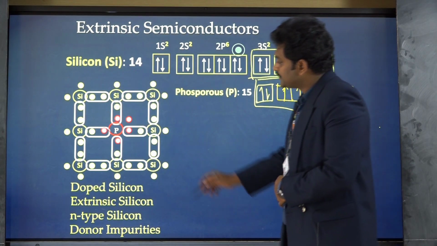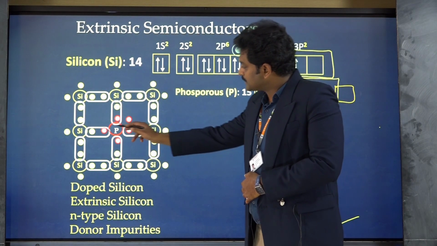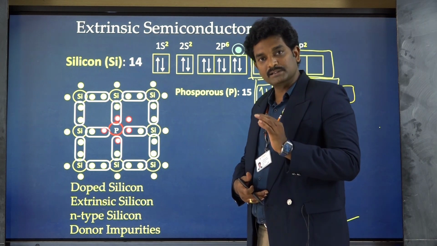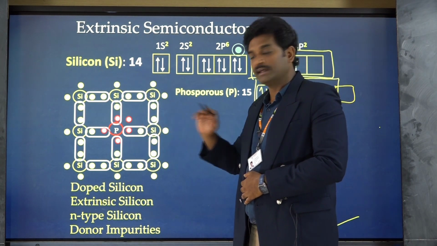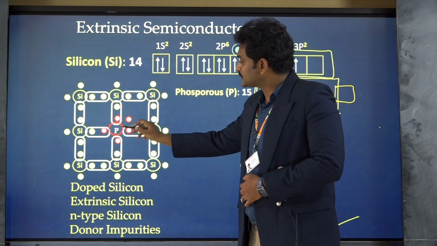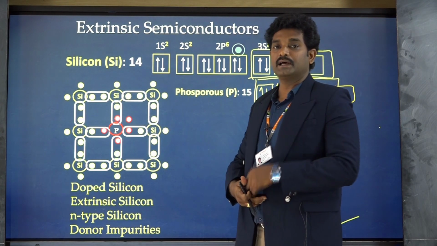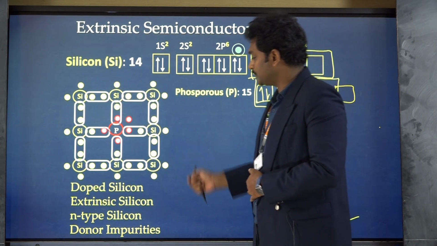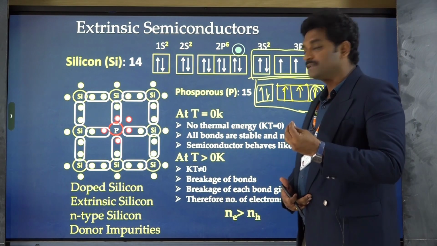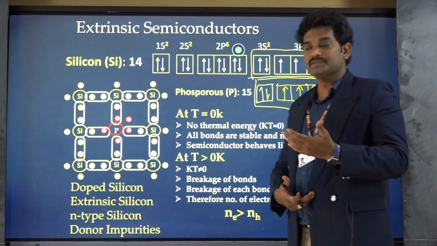Now what is this phosphorus doing here? This phosphorus is participating in the bond. It is forming bonds with 4 different silicon atoms, plus it is actually donating one electron to the crystal, to the material, to the solid. So that's why these phosphorus atoms are called donor atoms, or donor impurities. The story is the same at absolute zero and at temperatures greater than 0 Kelvin; let's discuss how it behaves.